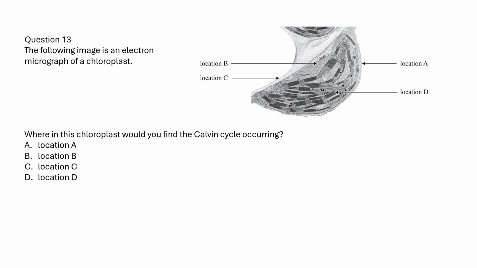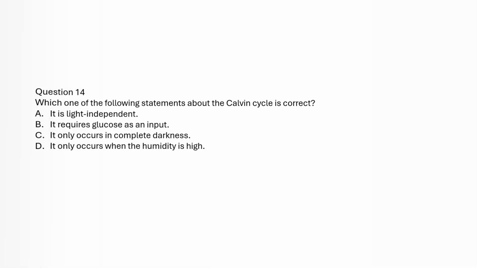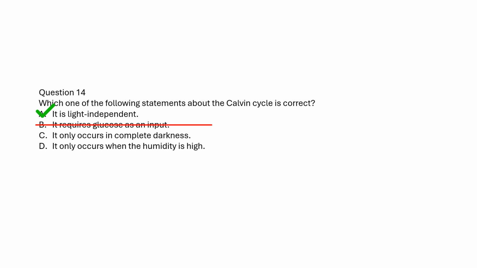This is a chloroplast. Calvin cycle occurs in stroma, which is labeled as B. Calvin cycle is light independent and produces glucose. Although the Calvin cycle is light independent, it occurs under a light environment. Also, it can occur in low humidity.